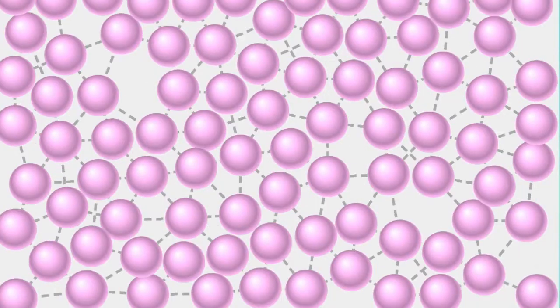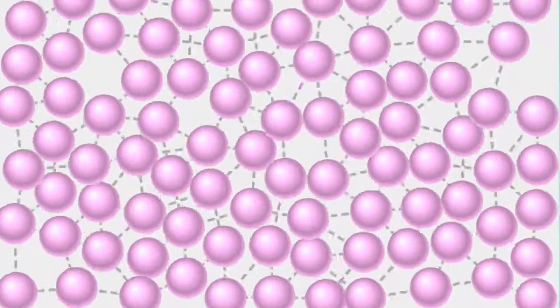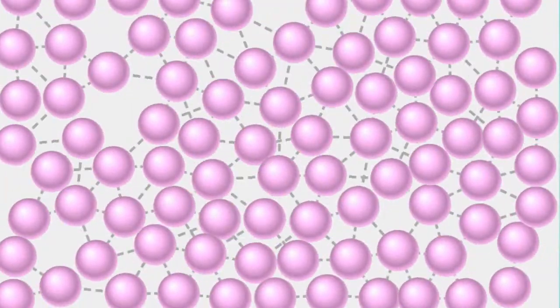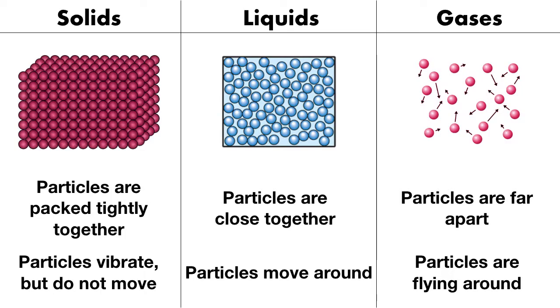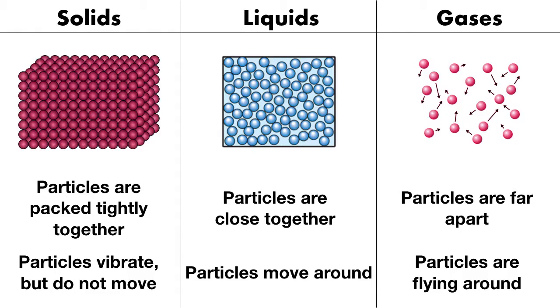Next, which describes how these particles are moving? The particles in this liquid are definitely moving, but they're not flying all over the place. We could say that as a liquid, the particles in the milk are close together and that the particles are moving around. Now it's time for you to describe particles on your own.